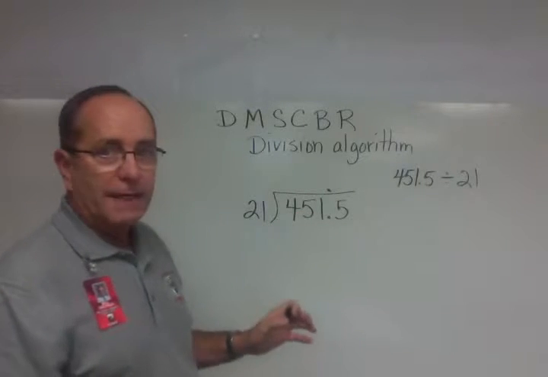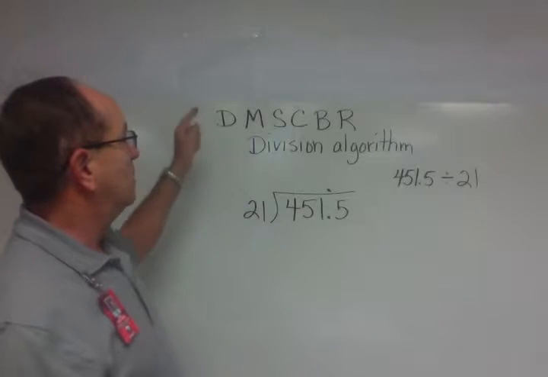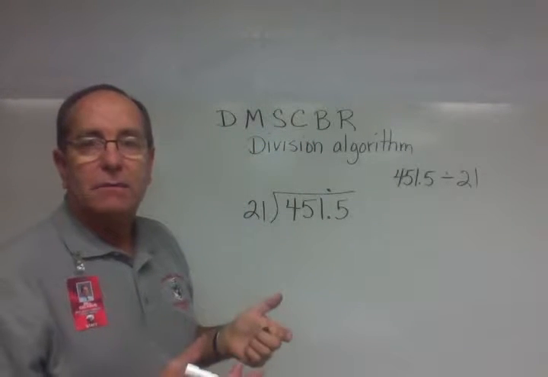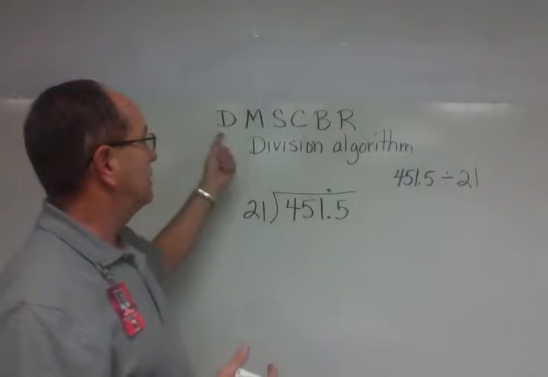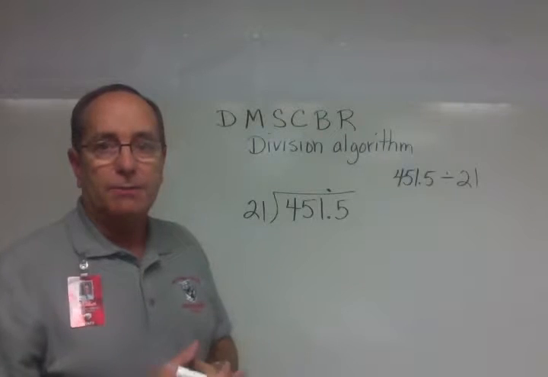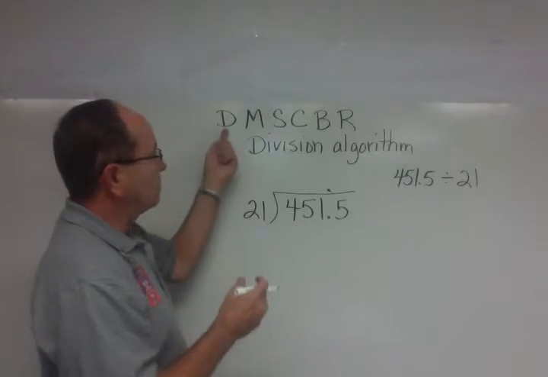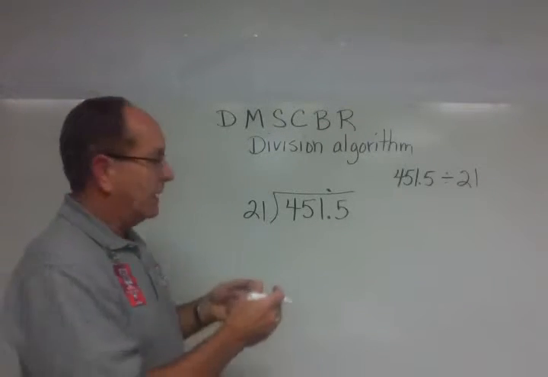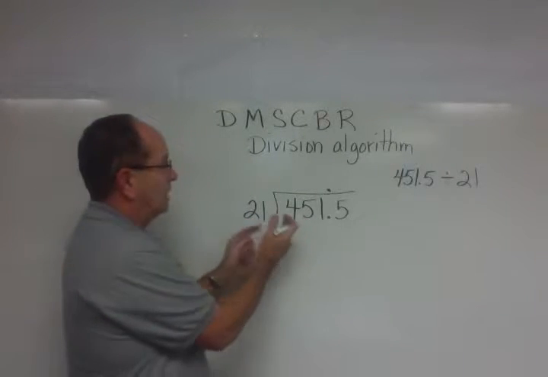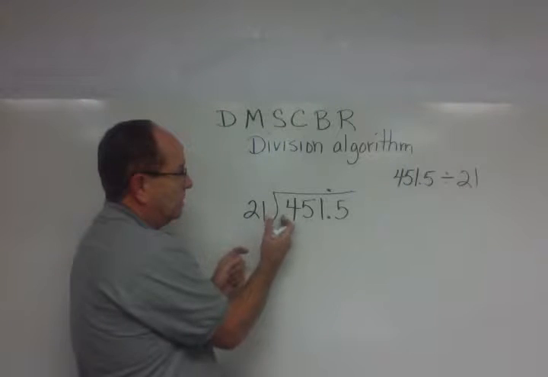So as we divide numbers out in this algorithm that I call DMSCBR, and a mnemonic device that a lot of people use, does McDonald's sell cheap burgers reasonably, to remember the steps of this algorithm. So the first one, D, stands for divide. I've got to take the divisor and look at how many times it will go into the left side of your dividend. Always start on the left side.